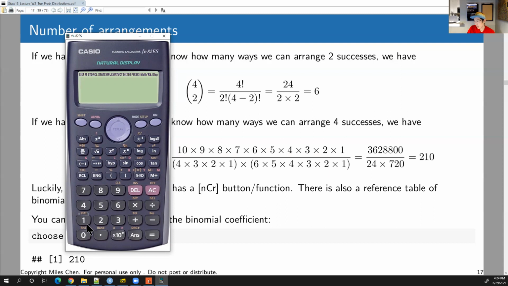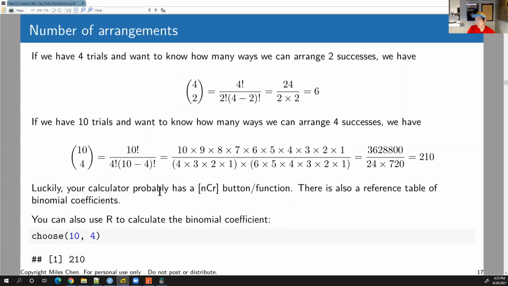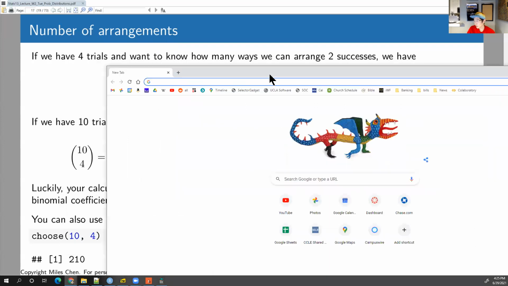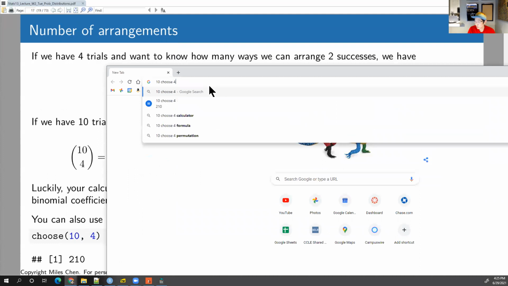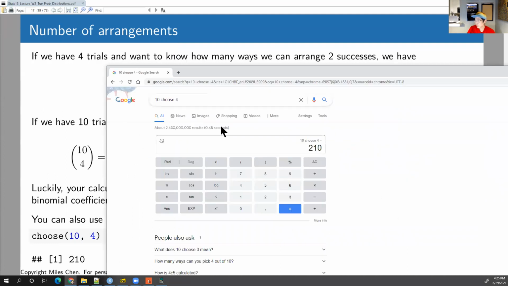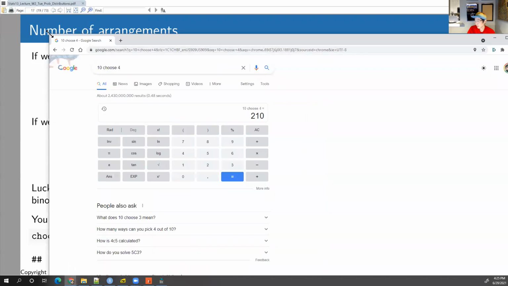And so the way it works on my calculator is I hit 10 and I'm going to hit shift divide, and that's going to give me C. It might show up as NCR on yours. And if I do 10 choose 4 and I hit equal, it tells me 210. Okay. And on your calculator, again, you might have to work through the menu to find NCR. In a pinch, you can always go to Google and you can do 10 choose 4. Okay, and if you do 10 choose 4 into Google, you'll get 210. So that's another thing you can do.